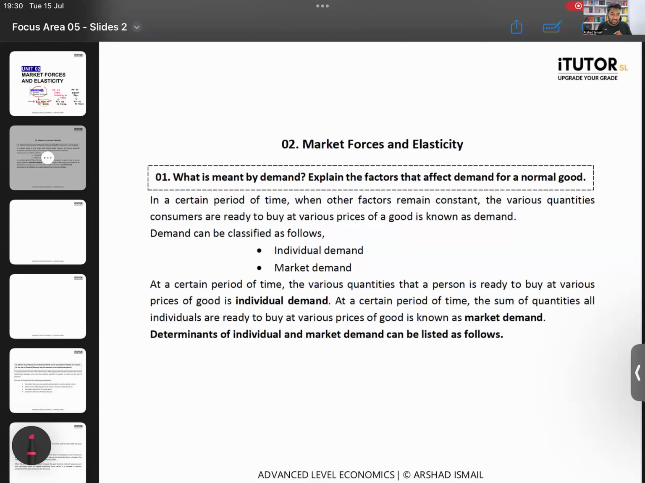Right, so then we'll start with unit number 2, market forces and elasticity. Good news, Lamai, is it's not connected to unit number 1. Even if you don't know unit number 1, you will understand unit number 2 and it works perfectly well. In unit number 2, we're starting off with this thing called demand. So what is demand and what are the factors that affect demand?